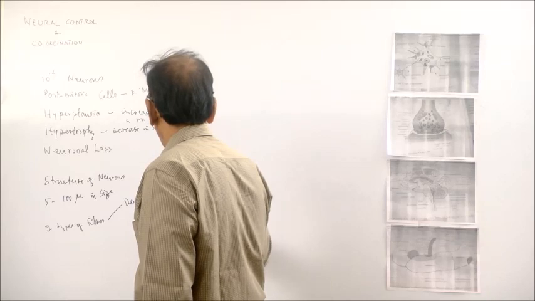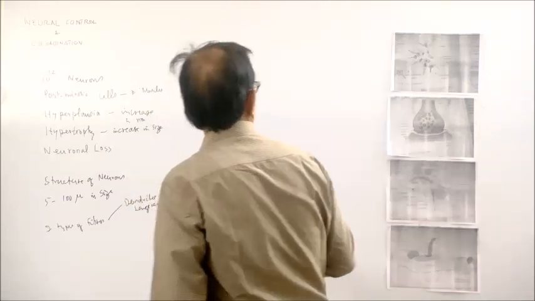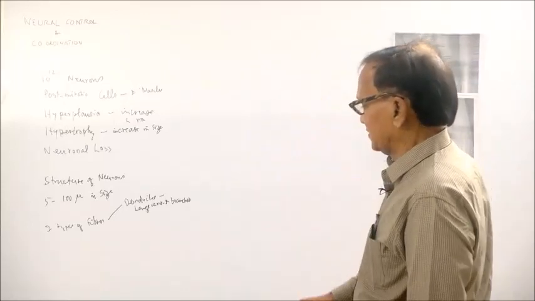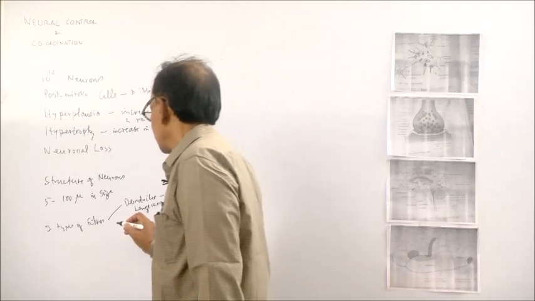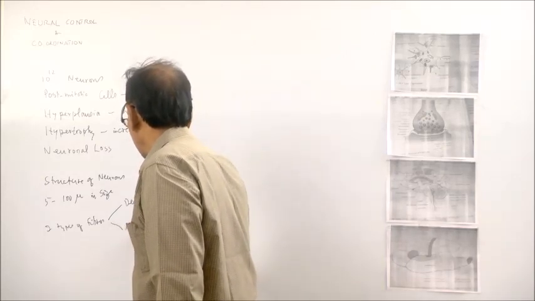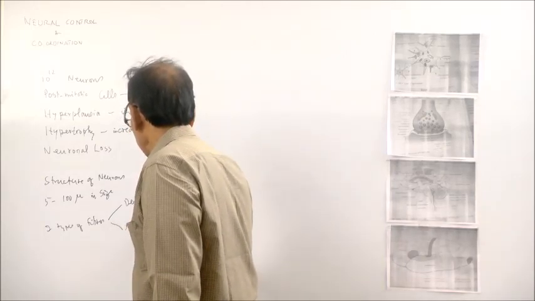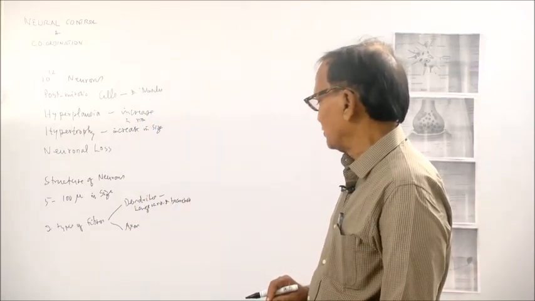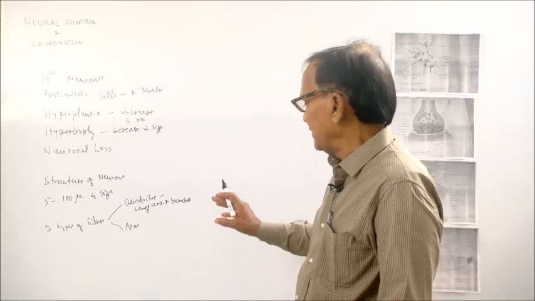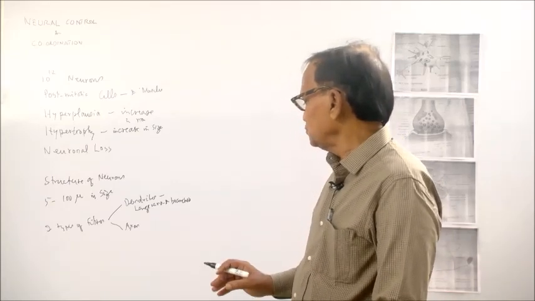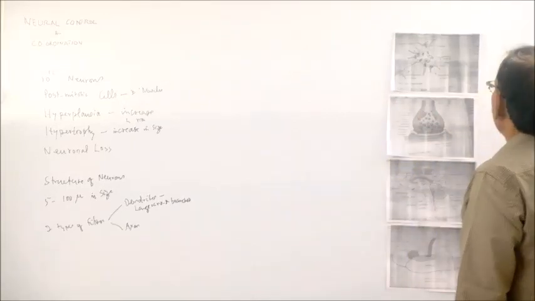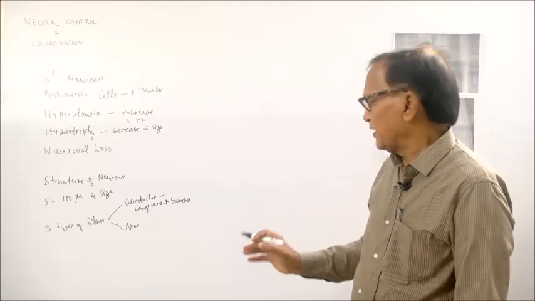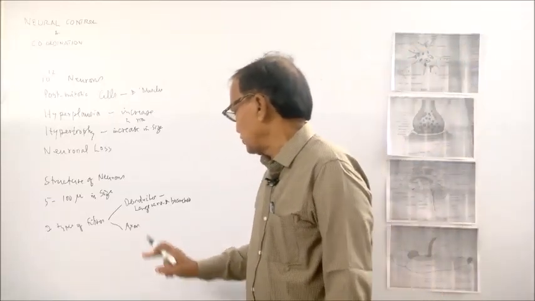And the other type of fiber present in the cell body is called axon. Now, what I mean to say is that in the cell body of a neuron, there can be many dendrites, but usually there is only one very long, relatively unbranched fiber that is called the axon.